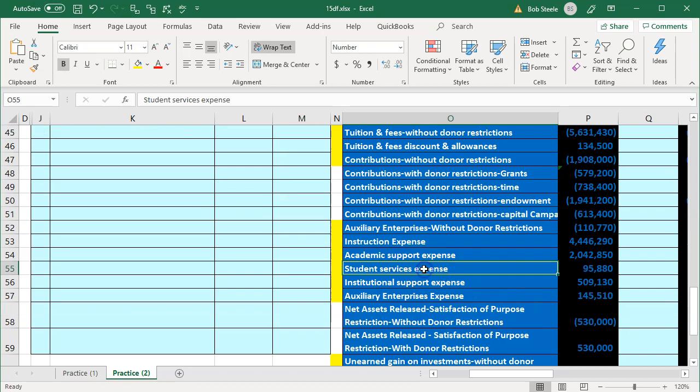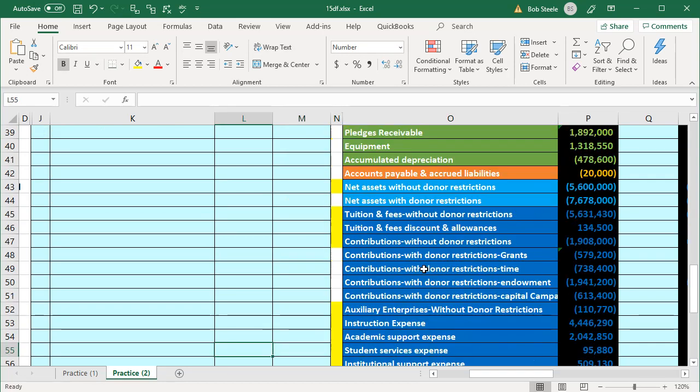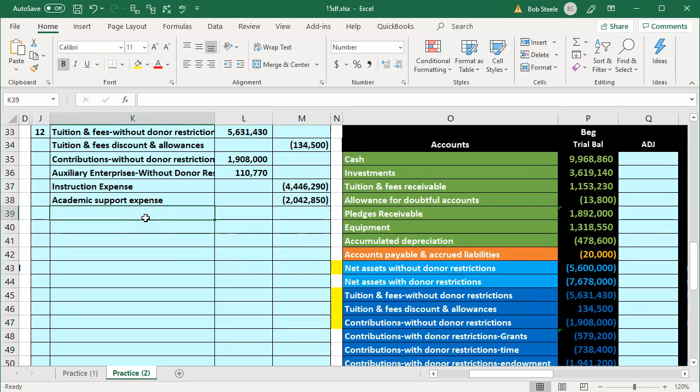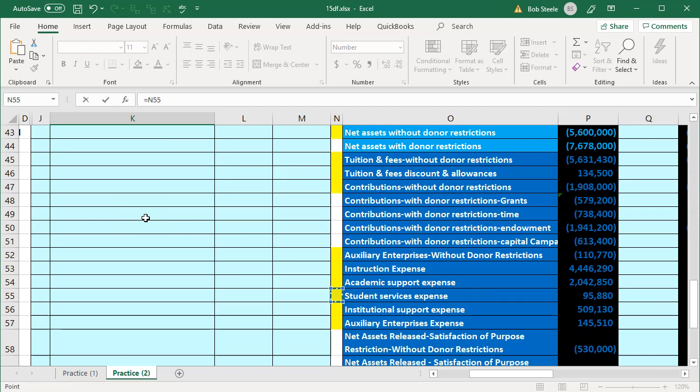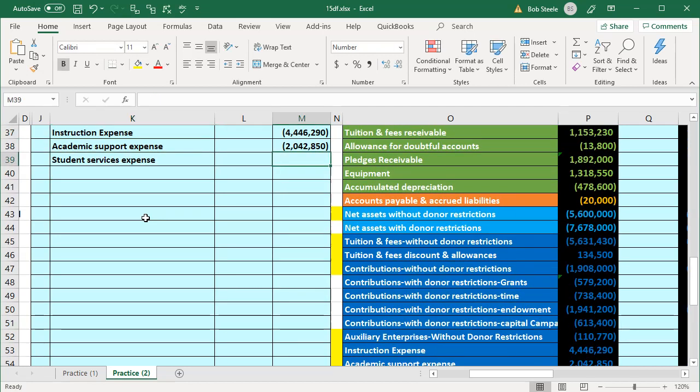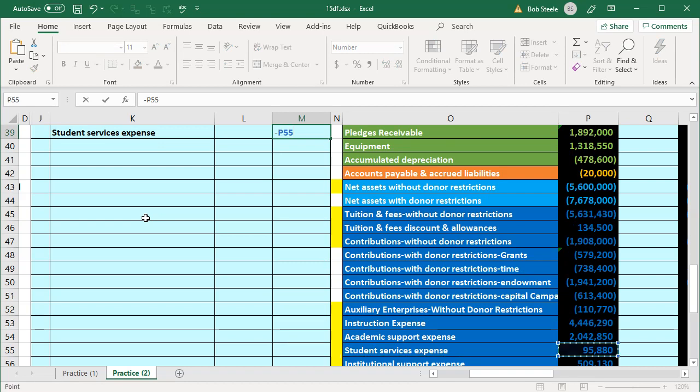Next, we have the student service expense. So we're going to be in cell K39 equals, scroll back down, and we have the student service expense. And that's going to be on the credit side, so we're going to say negative, and scroll down to pick up that student service expense of the 95,880.